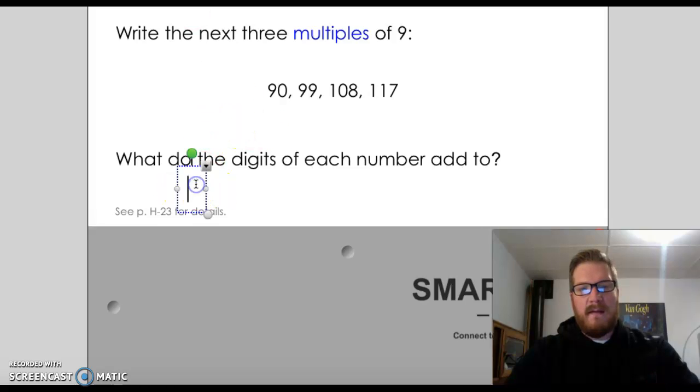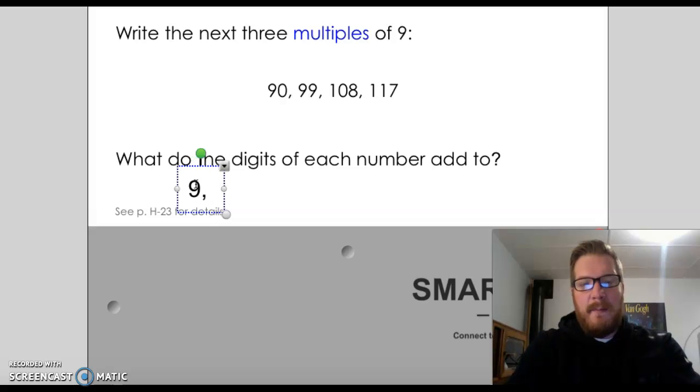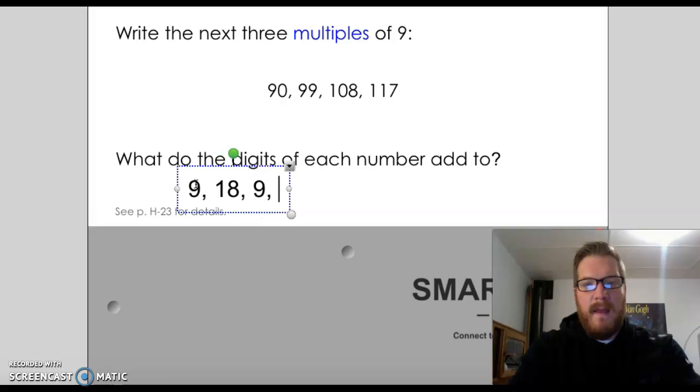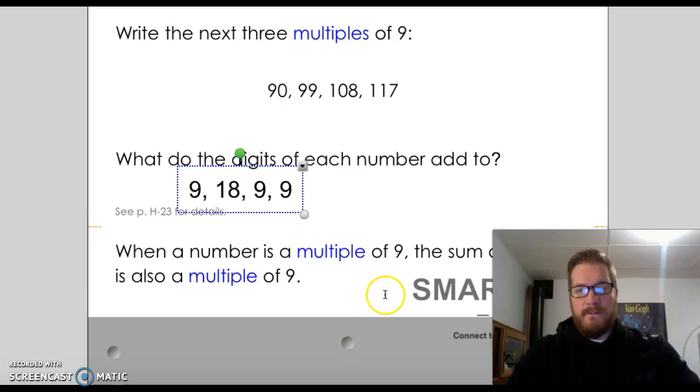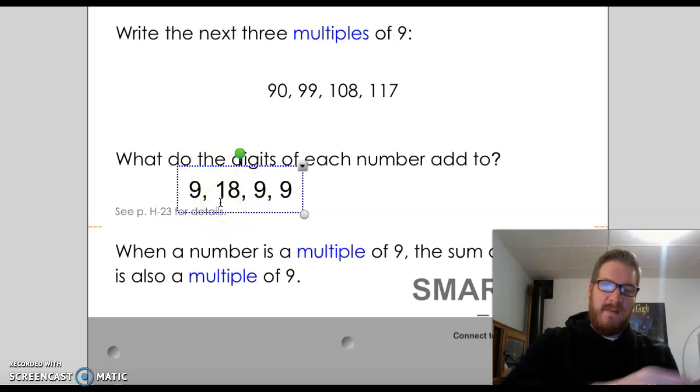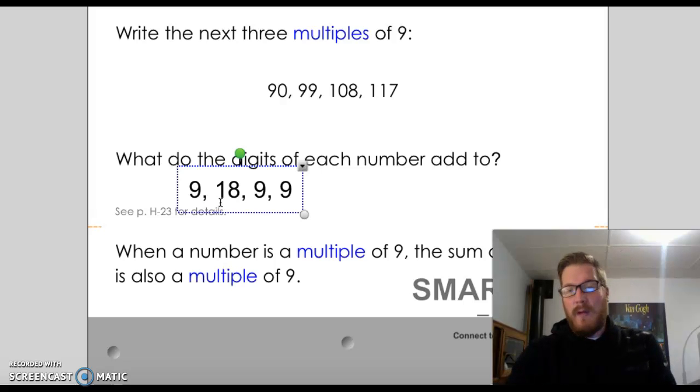And so what we see then is we have 9 plus 0 is 9. 9 plus 9 is 18. 1 plus 0 plus 8 is 9. And then 1 plus 1 plus 7 is also 9. Okay, so when a number is a multiple of 9, the sum of its digits is also a multiple of 9. So the numbers together will add to 9, or it'll add to 27 or whatever else. Even a number like 18 is a multiple of 9, but if you add these digits, you will still be able to simplify it down, and the one digit number that it adds to will always be 9.